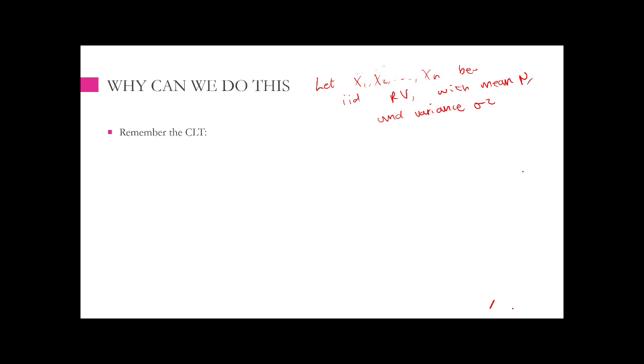And these random variables can be any distribution you want them to be. The central limit theorem says that as n goes to infinity, your sample mean, xn bar, standardized, will be equal to a standard normal random variable.